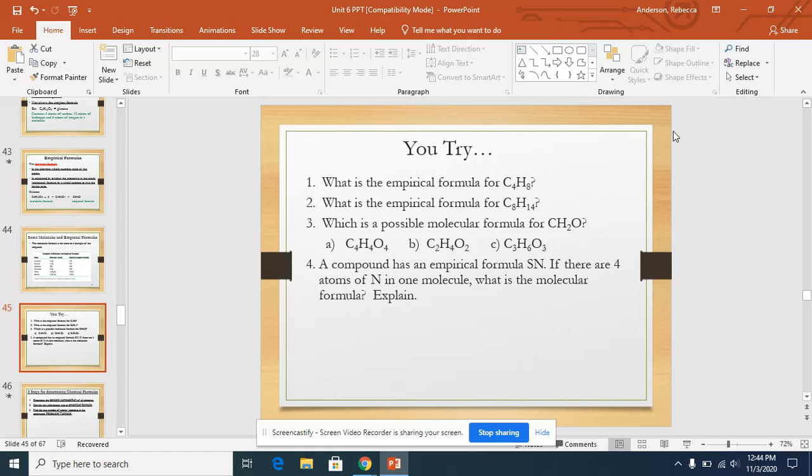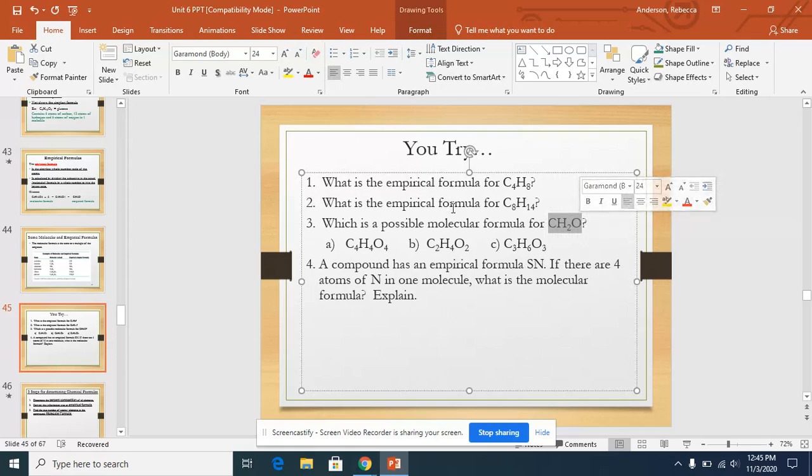Okay, which is a possible molecular formula for CH2O? So here is as simplified as it gets. So which ones of these would simplify into this? Well, it's not A, because if you simplify that, it would just be CHO. So not A. B, you have C2H4O2. That would be an option because if you simplify that, you get that. C3H6O3 is also an option because if you simplify C3H6O3, you would get CH2O.